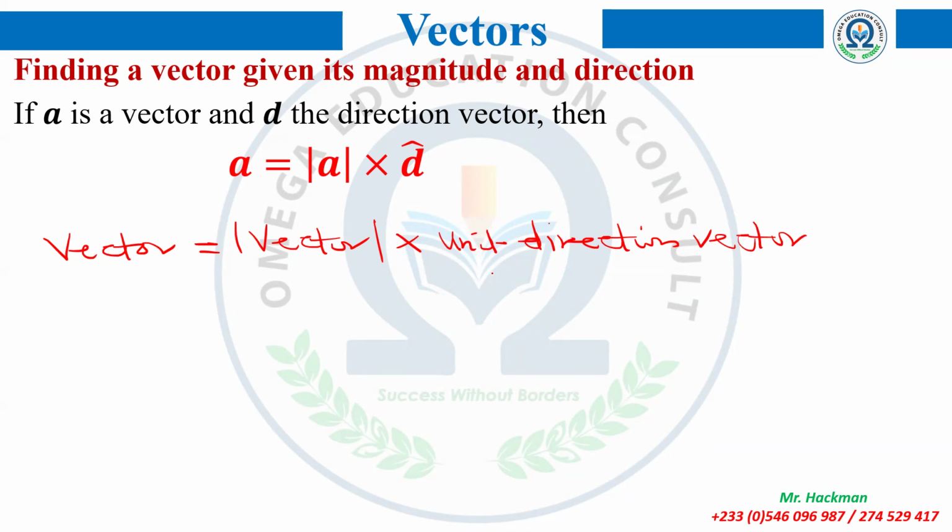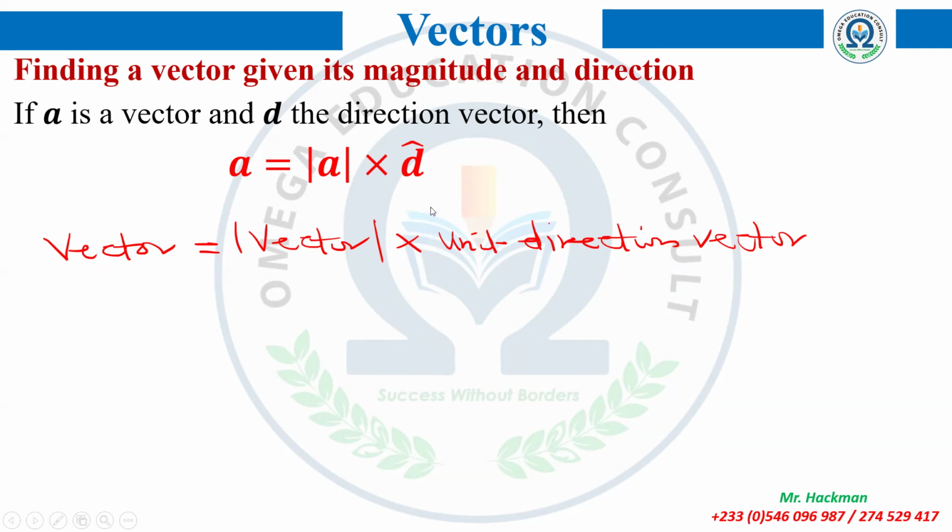We know how to find this. Given a vector, I mean the direction vector, how do we find its unit vector? We know how to do that. In this case, you find this, because you will be given the direction, but you will not be given the unit direction vector. We know how to find that. Then you will also be given the magnitude. So it is just a matter of multiplying the unit direction vector by the magnitude of the vector, then you get the vector that you are looking for.